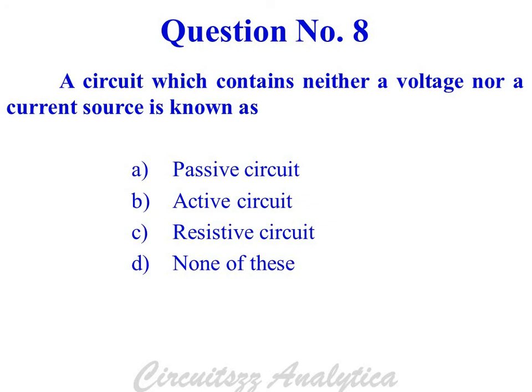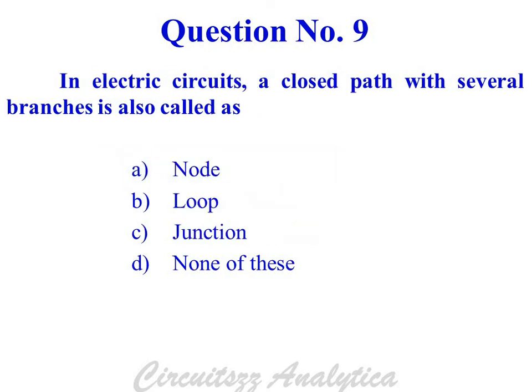A circuit which contains neither a voltage nor a current source is known as passive circuit. So a circuit with no source is called a passive circuit. In electric circuits, a closed path with several branches is also called a loop.